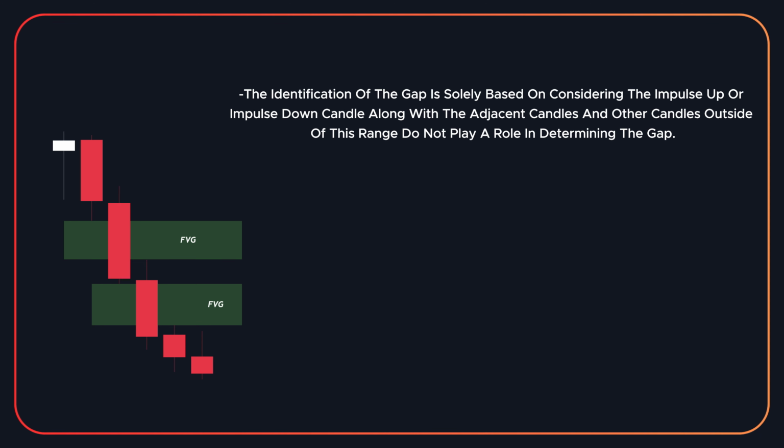Imagine a scenario like this, where price is in a downtrend. In this case, a fair value gap emerges due to the absence of buyers in the market. And here's an important point. The identification of the gap is solely based on considering the impulse up or impulse down candle along with the adjacent candles. And other candles outside of this range do not play a role in determining the gap.